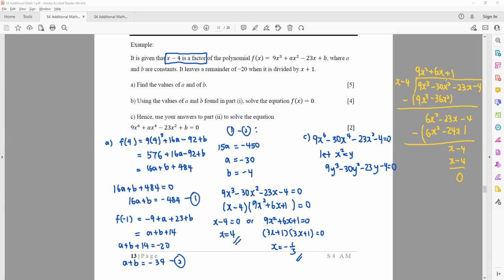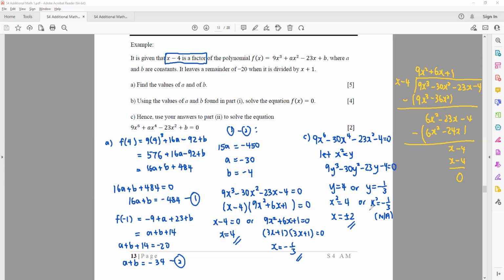So I don't need to go through this long division. I don't need to go through all this. I can straight away just say that my y is 4 or y is negative 1/3. However, is the question asking you to solve for x or y? They asked me to solve for x, not y. So I need to change my y back to x squared. Okay, x squared equals negative 1/3, no answer. You cannot square root a negative number. Over here, when you square root, there will be plus minus 2. So this is the answer for part C, plus minus.